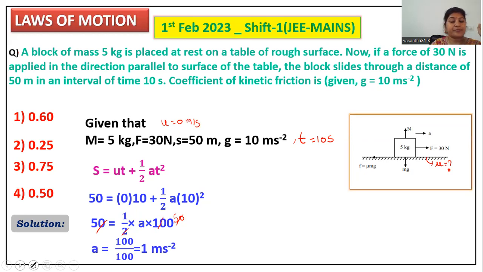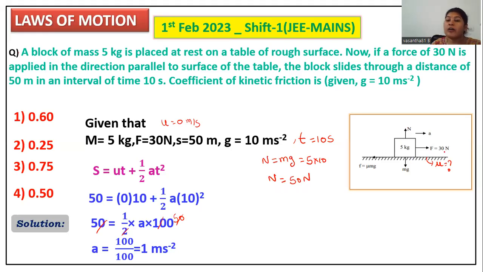This is the acceleration. Now, along the vertical direction there is no displacement of the body. So along the vertical direction, applying Newton's laws in the equilibrium condition, the upward acting force is the normal reaction and the downward acting force is mg. That means N balances mg. N equals mg, with m as 5 kg and g as 10. So the normal reaction on the block is N equals 50 Newton.